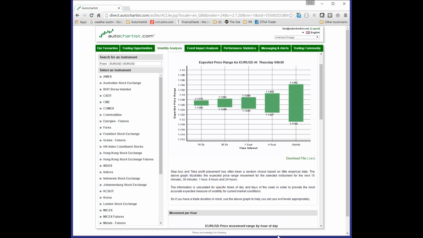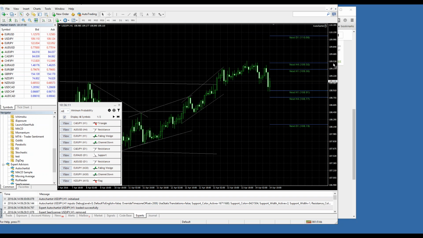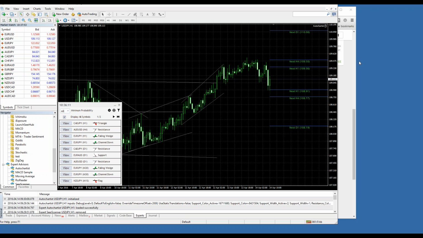Okay, let me show you what that looks like on MetaTrader. On MetaTrader, let me close this window. On MetaTrader, you will see these lines over here on the right-hand side. I'm just going to draw some things. So for the next hour, I'm expecting the price to be within that price range. For the next 4 hours, within that price range. And for the next day, within that price range. Okay, for the next 24 hours, right? So that's just to give you an idea of where we can expect the volatility.